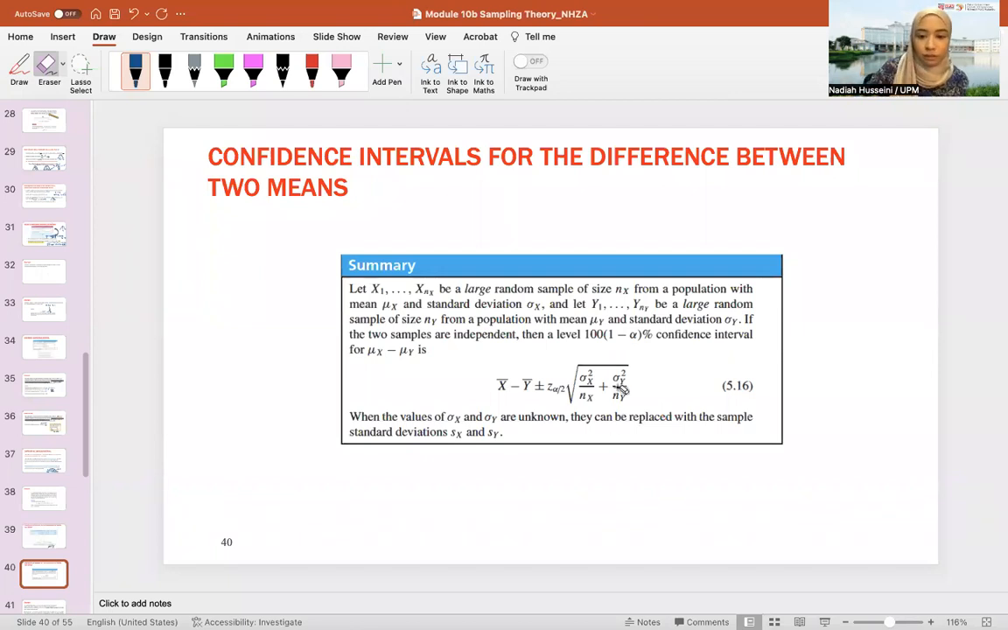Okay, and you have to remember that if you don't have the population standard deviation or the variance, you can substitute with your sample standard deviation. This only applies for central limit theorem. Do not apply this anywhere else.